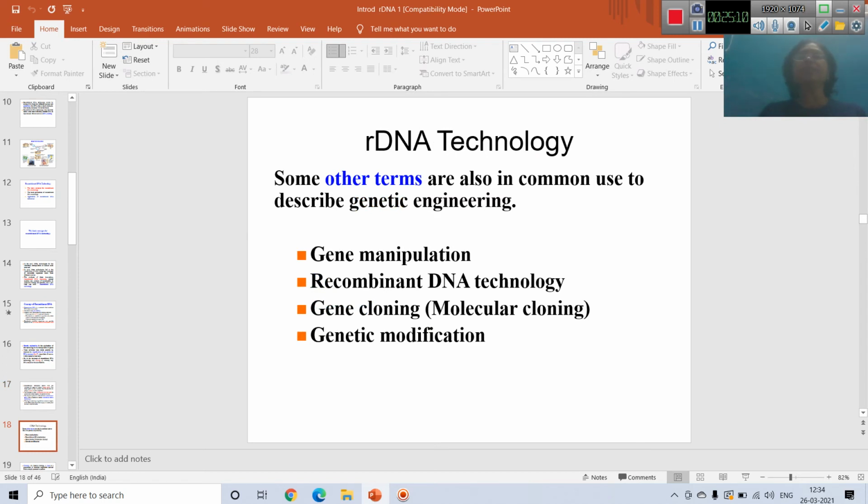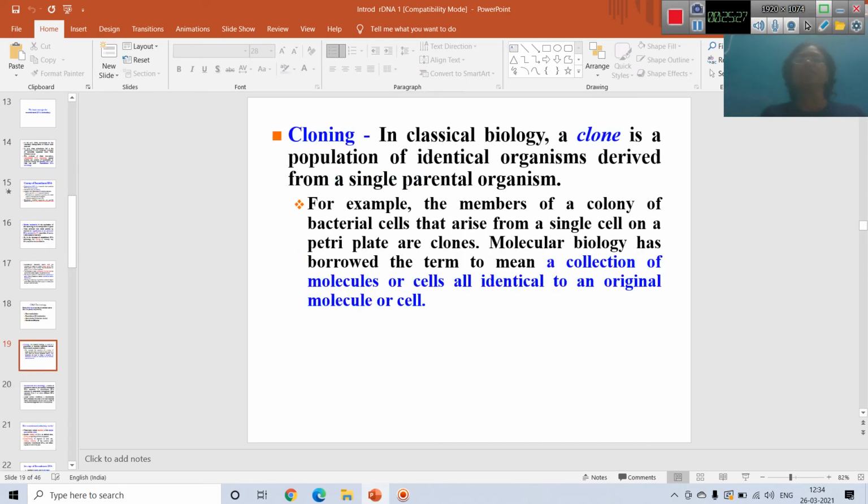So for rDNA technology, there are many different terms which are used for describing this technology. You can use the term gene manipulation, you can use recombinant DNA technology, you can use molecular cloning or gene cloning, or you can also use genetic modification. So now there are certain terminologies which you should know.